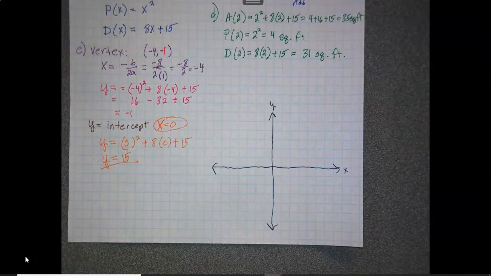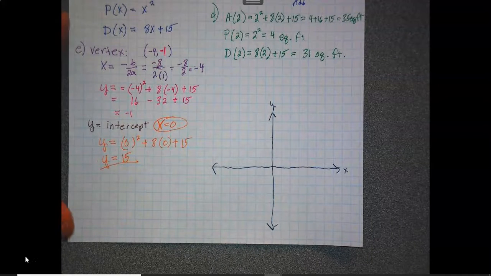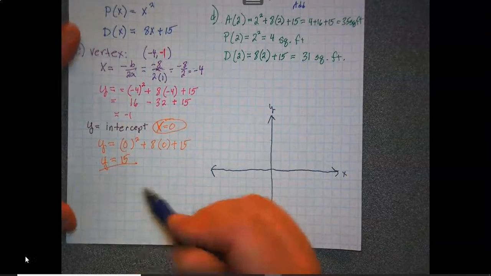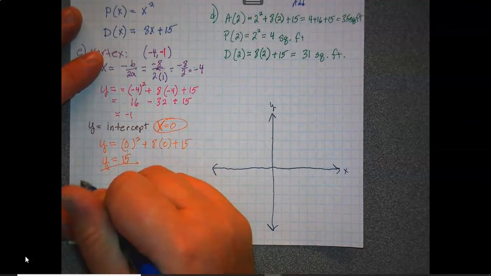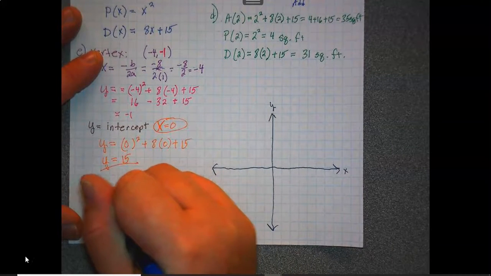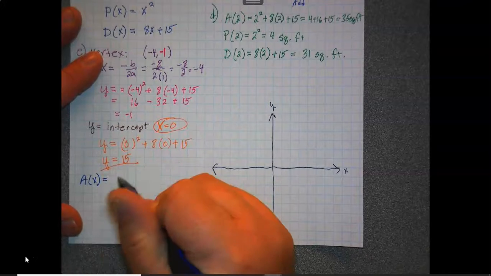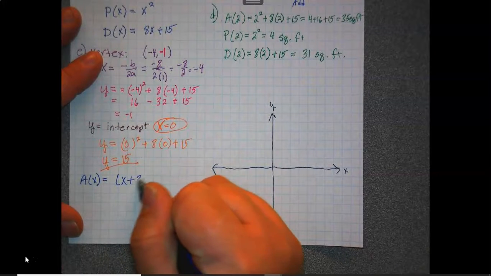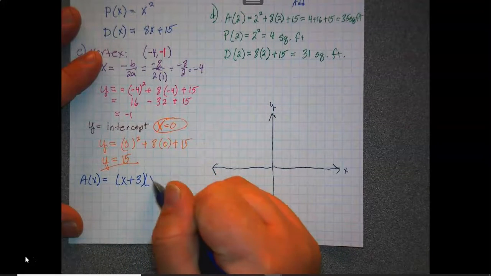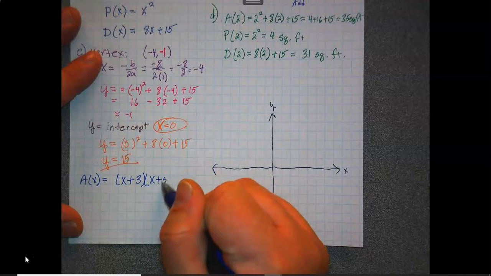Hey, what else we got to do here? Find the roots by factoring. Well, we already factored this, right? And C. So it's factored. A of x, or y, equals x plus 3 and x plus 5.